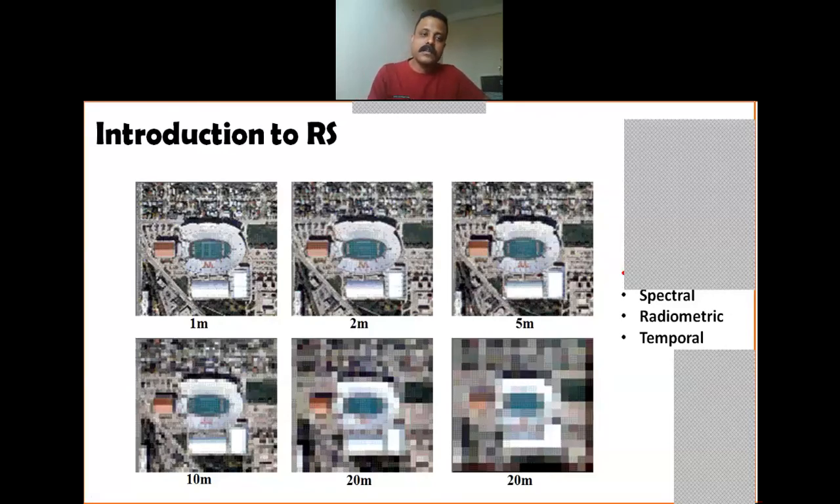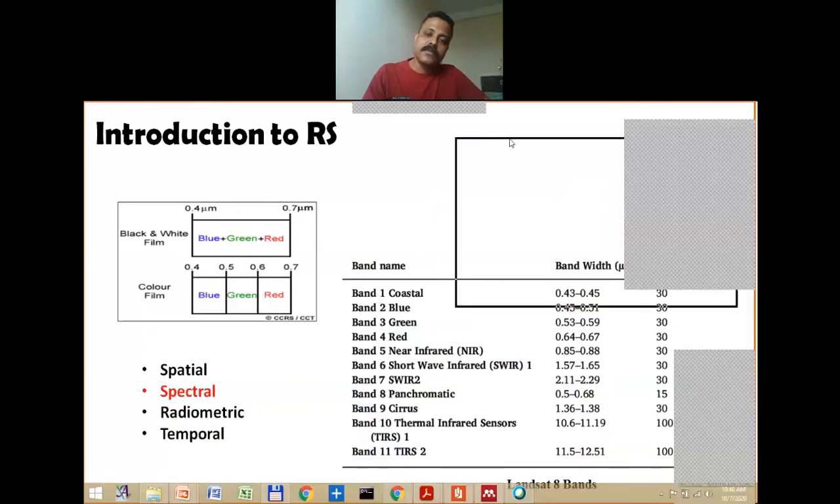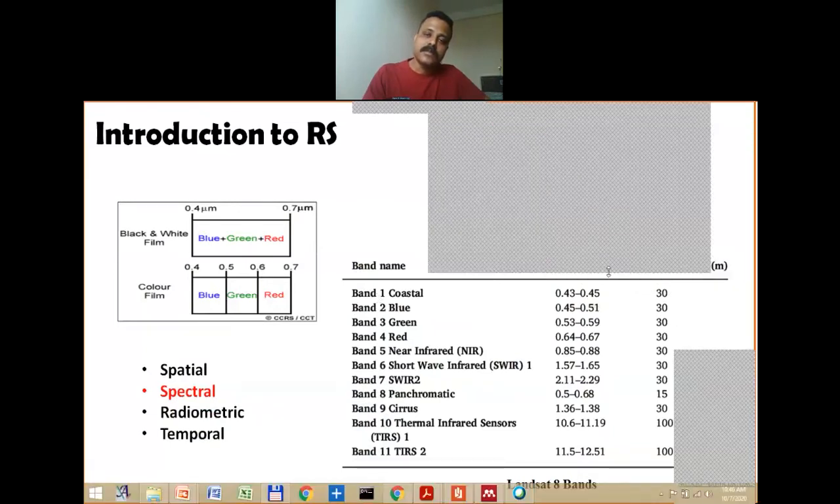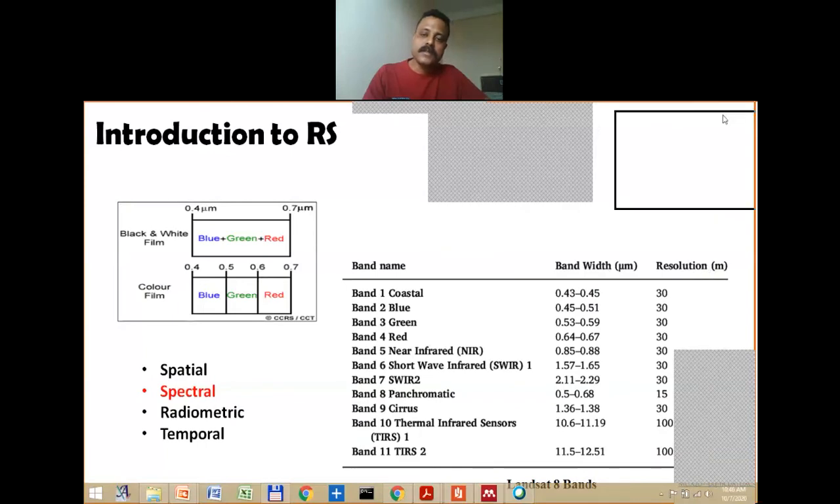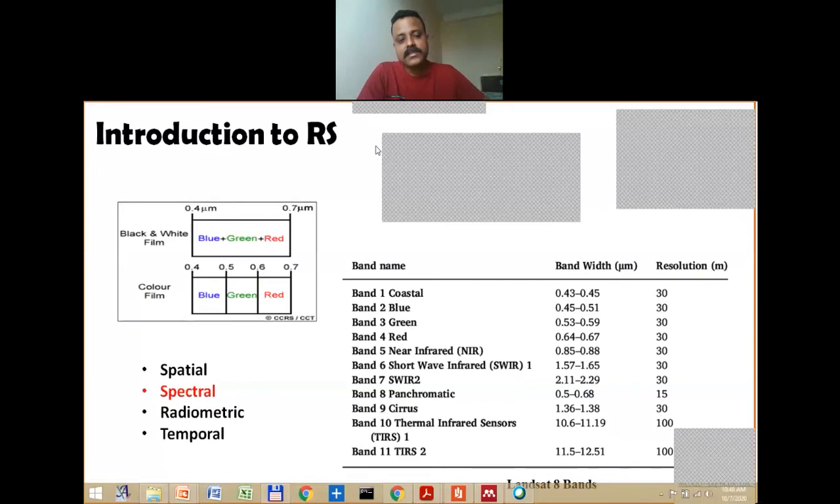Remember, we are into the subject of remote sensing. These things we have to discuss. So when we were talking about resolutions, next in the list is known as the spectral resolution.